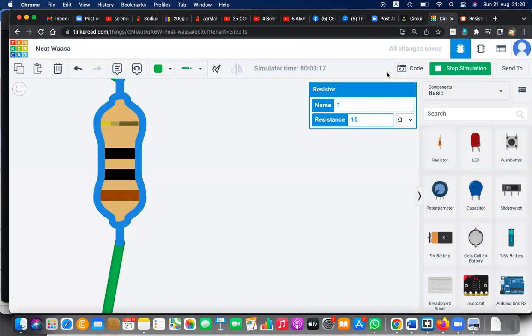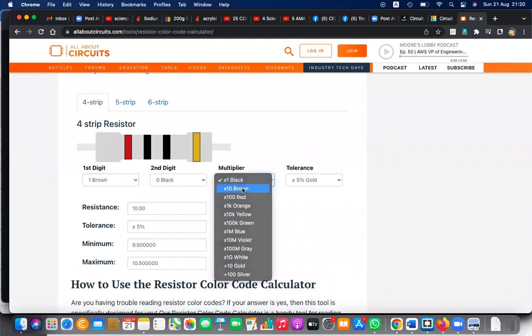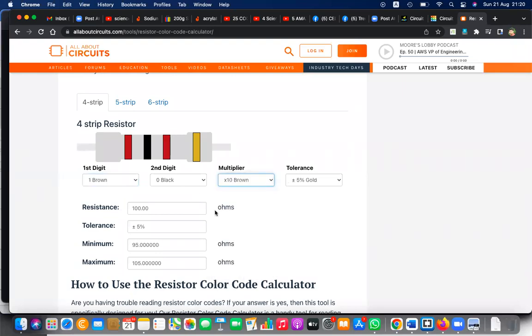When I change this to 100 ohms, you can see brown, black, brown, gold. It is 100 ohms exactly. So you understood how this color code works. There is no need to actually know it. In your examination, you won't be given questions to find the color code, but there are calculators on the internet that you can use to calculate that. But just understand the resistance.